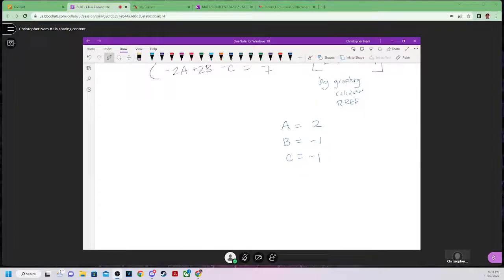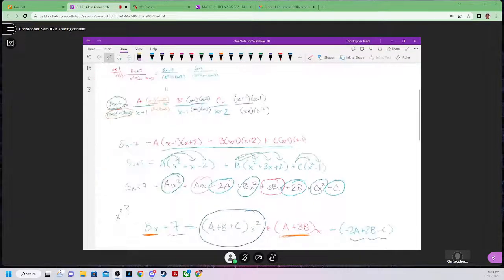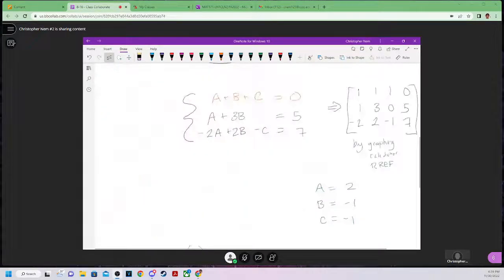But after you get your values, you need to tell me the partial fraction decomposition. So we can say R of x, the original function, was 5x plus 7 all over x cubed plus 2x squared minus x minus 2. And if you were confused on how we factored it out, we factored via grouping.